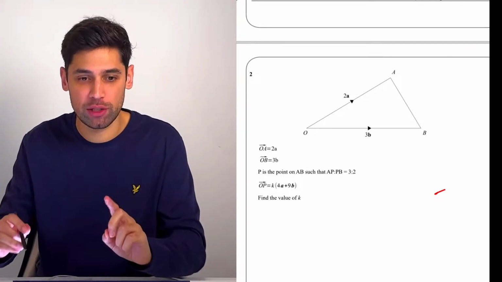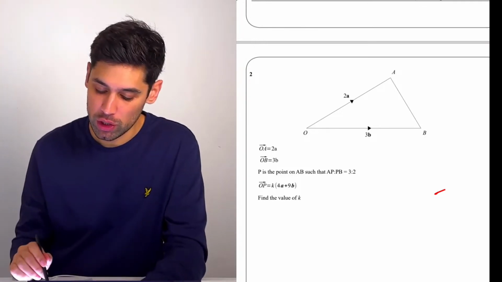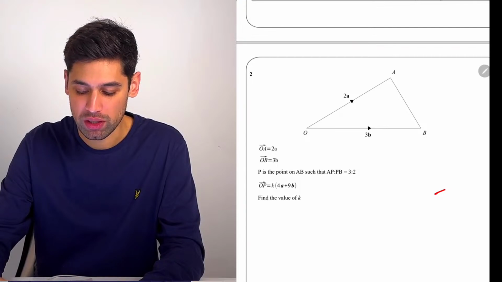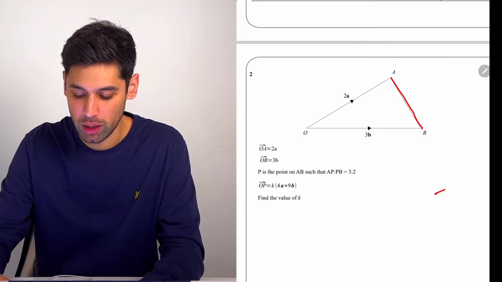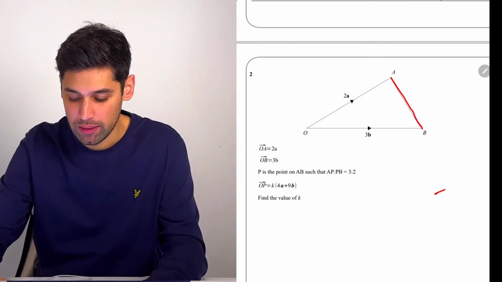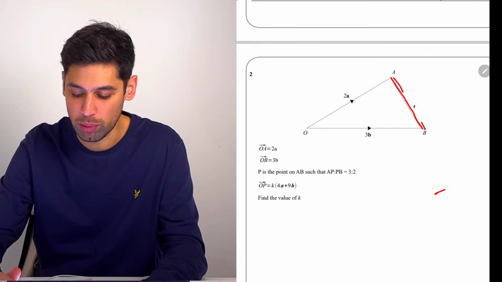So let's pay real close attention to this first bit, because if we can get this first mark, it will unlock the next bit. So AP to PB is 3 to 2. So there's going to be a point somewhere along this line where it's split into 3 parts and 2 parts. That means it's going to be over halfway, right? Because if this is 3 parts, maybe it's there, and then that is 2 parts down there.